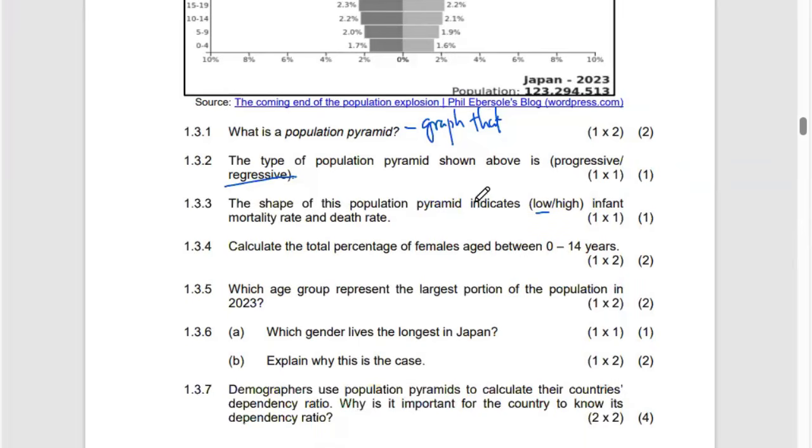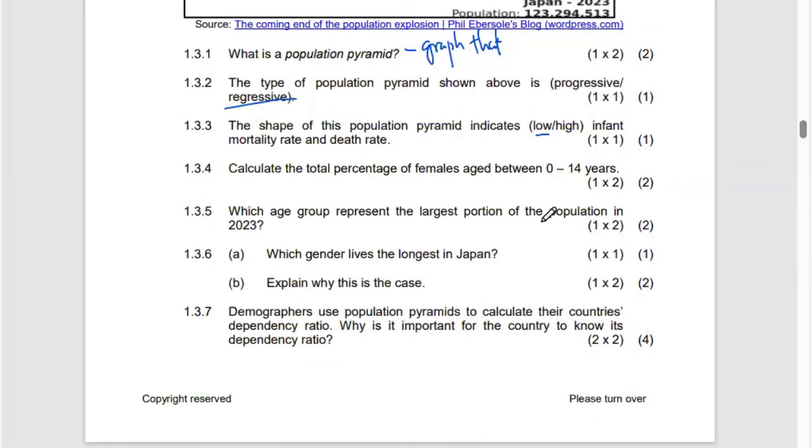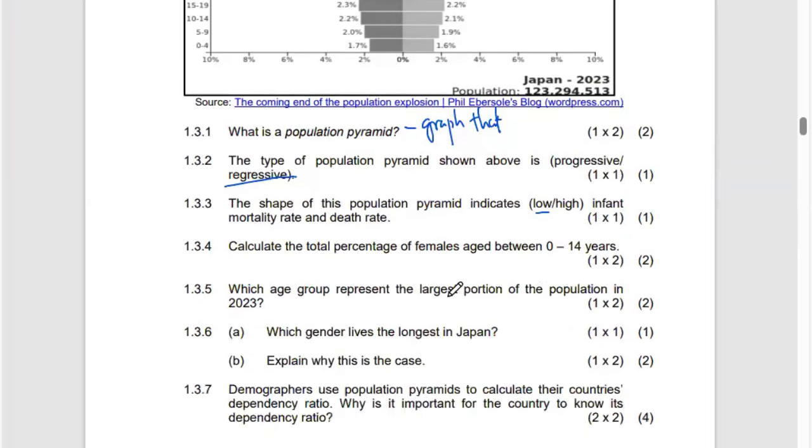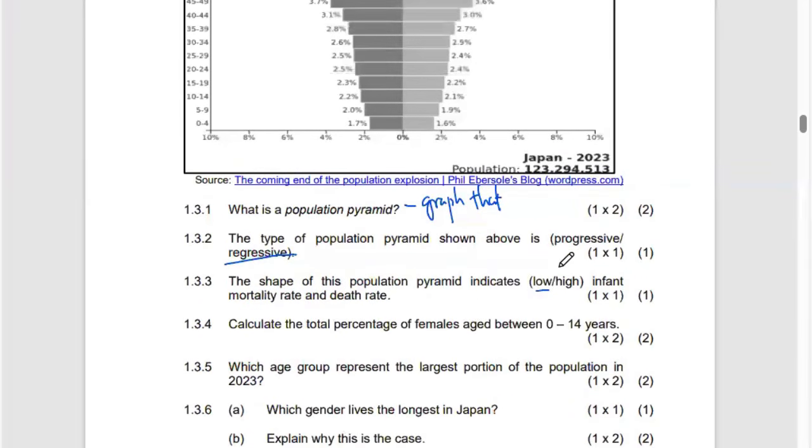Right. Calculate the total percentage of females aged between 0 to 14. Total percentage of females. What you need to do here is just add. The question is inviting us to find the 0 to 14 age group, people who are within the ages of 0 to 14. As a percentage, the percentage of females aged between 0 to 14.